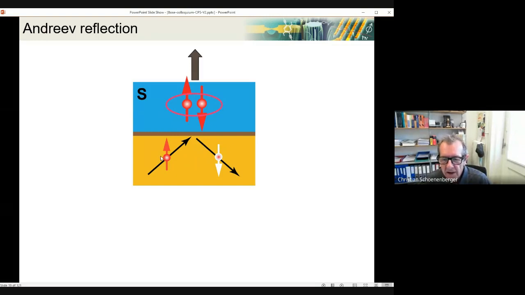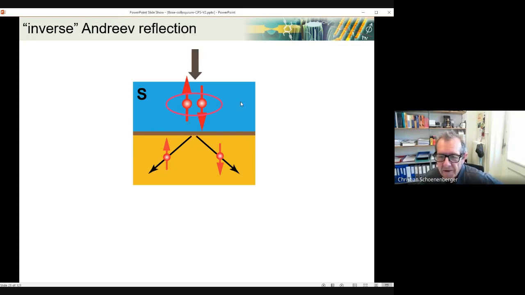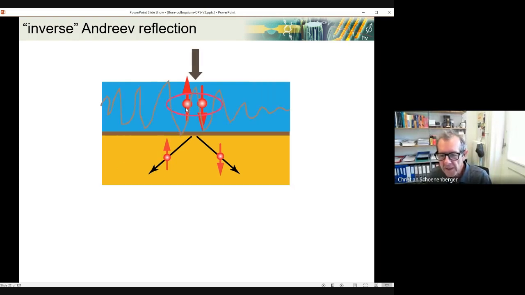So the electron is transferred. People say the electron is converted into a hole, and that's called Andreev reflection. But in fact, what happens is two electrons pair together into a Cooper pair. You can also see it this way: two antiparallel electrons pair together into a singlet Cooper pair. In this direction, you could call this Cooper pair formation. In the opposite direction, it's the same picture. Now a Cooper pair just splits into two single electrons. You could call this inverse Andreev reflection, or when we split it really in space, we call it Cooper pair splitting.